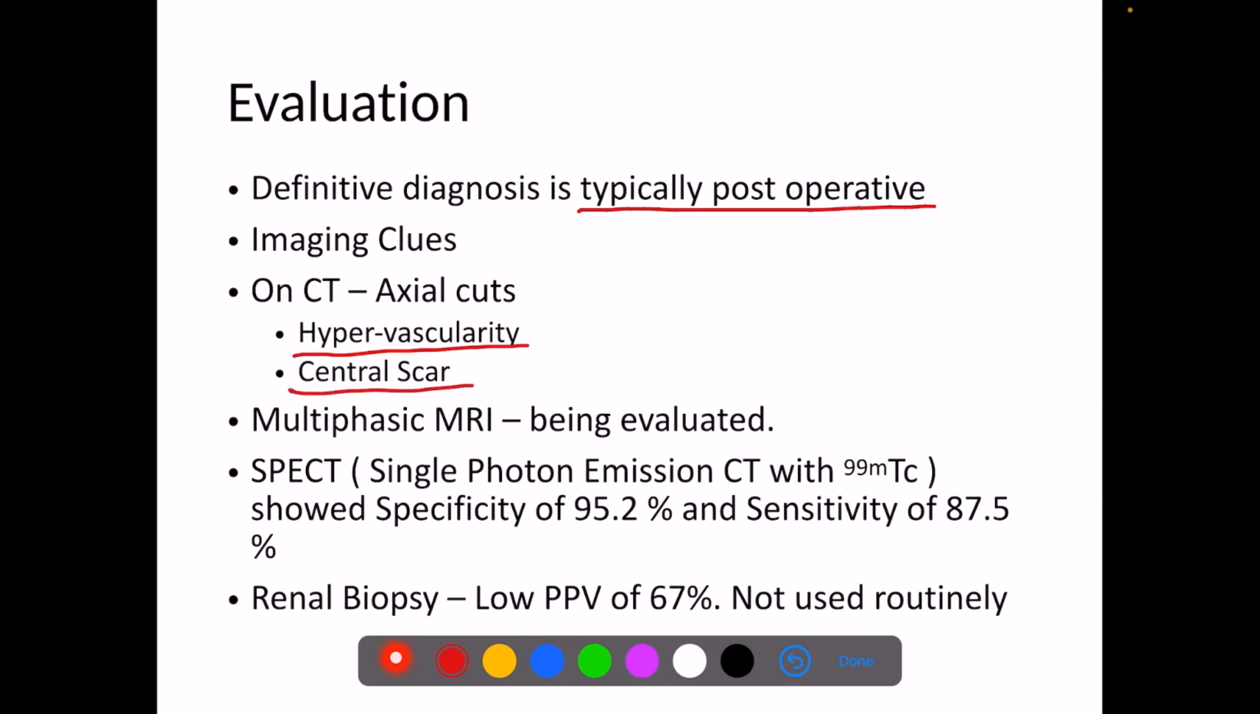Multiphasic MRI is currently being evaluated, and there are various studies which show advantages and also disadvantages, but further studies need to be done. And SPECT, which is single photon emission CT with technetium 99, showed specificity of 95.2% and sensitivity of 87.5%. Coming lastly to renal biopsy, it shows a low positive predictive value of only 67%, and it is not routinely used due to the low positive predictive value.